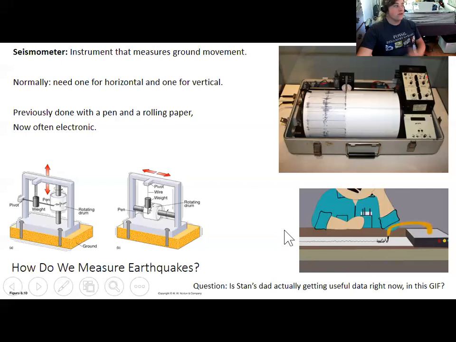Are you getting all the information you need from just one seismometer, or do you need more than one? More than one? Yes, you need more than one. You need one to measure vertical movement and one to measure horizontal movement, and this one is really only measuring horizontal movement. So easier to animate, but not completely accurate as to what scientists use.